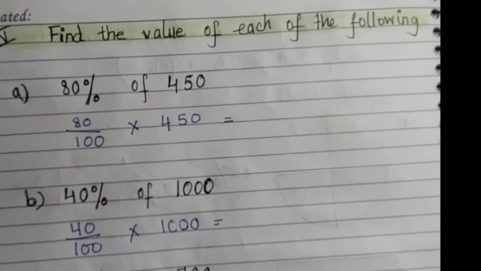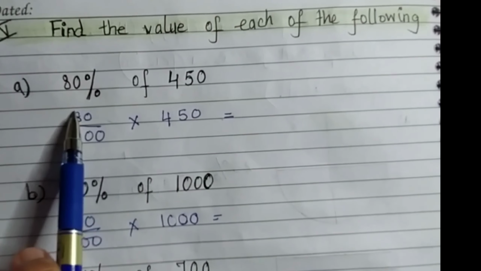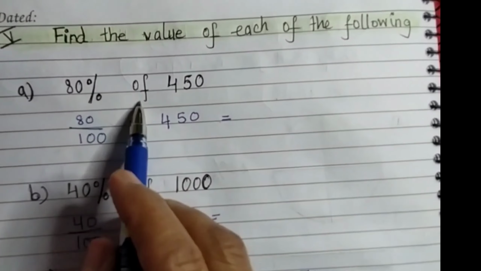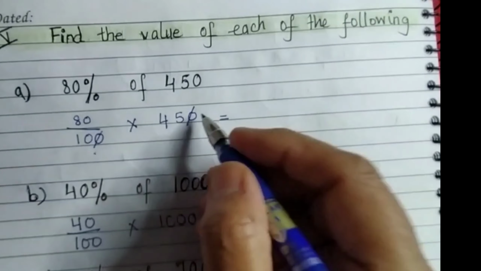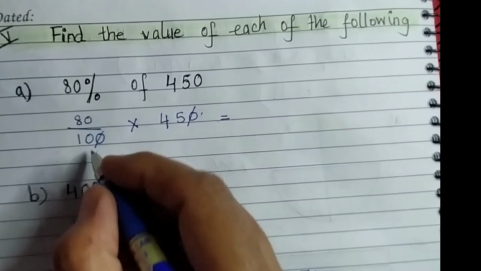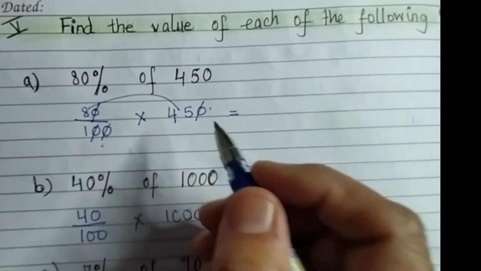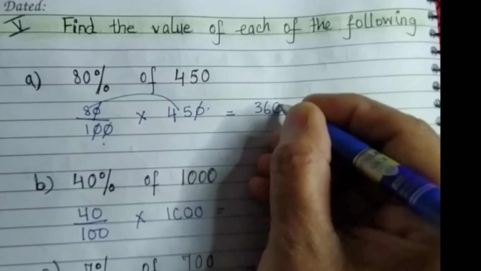Find the value of each of the following. Now 80% means out of every 100, so 80 upon 100. Let's do the cancellation. Of means multiply. So just cut it off. Cut a 0 from here, cut a 0 from here, and 1 from here. So when you multiply the two figures, 8 times 45, it's going to give us 360.